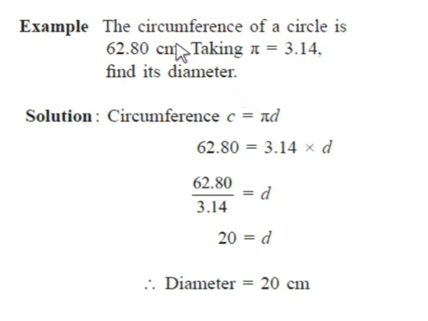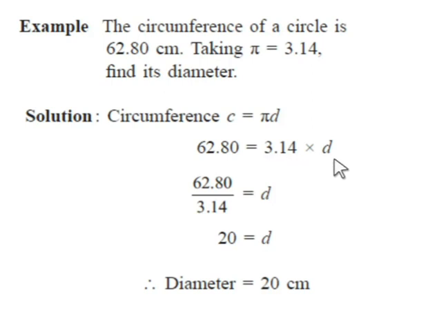So first we will write the given part. Circumference is equal to 62.80 centimeter. Now we know the formula or the relation between circumference and diameter. It is C is equal to pi d. Now put the value of circumference, put the value of pi and write d as it is, as we have to find the value of d in this example. Now 62.80 is equal to 3.14 multiplied by d.